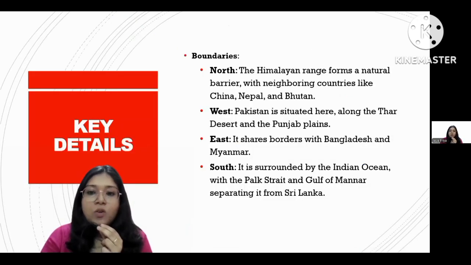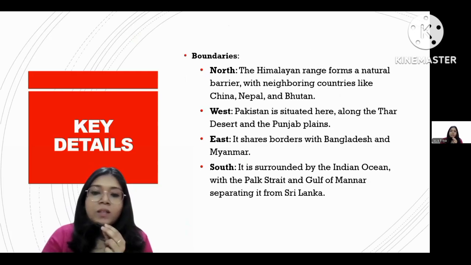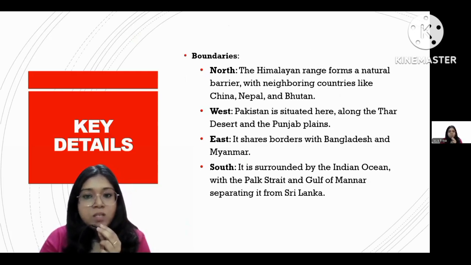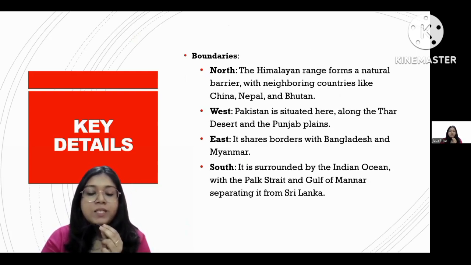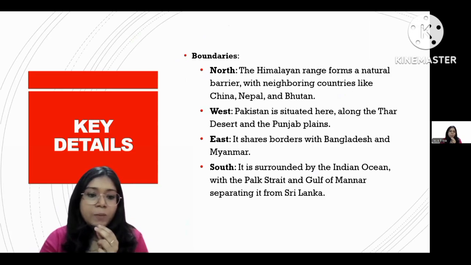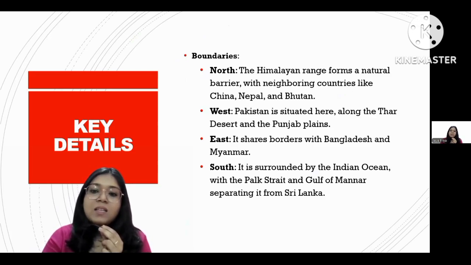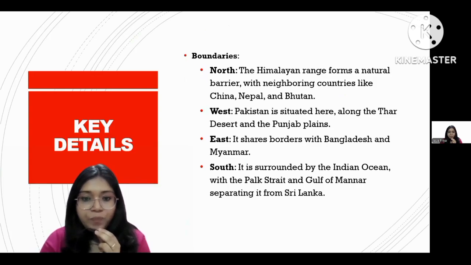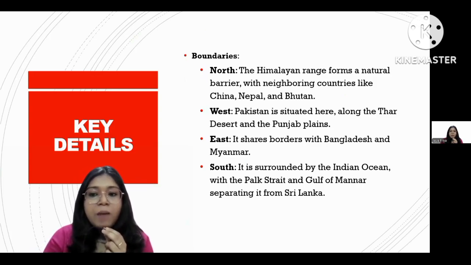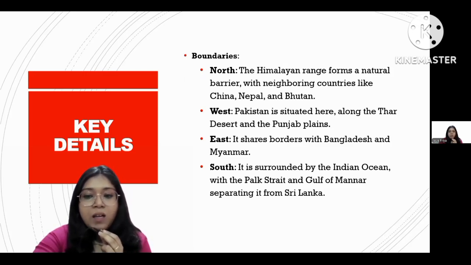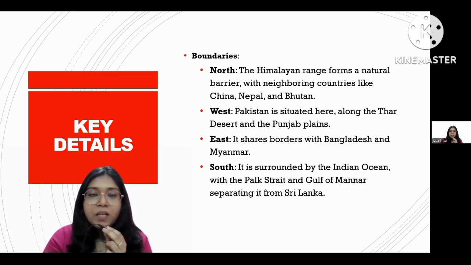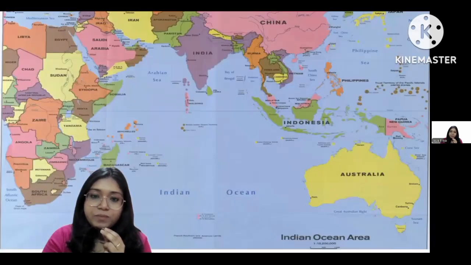The next is boundaries. So in the north, the Himalayan ranges form a natural barrier with neighboring countries like China, Nepal and Bhutan. In the west, Pakistan is situated along the Thar Desert and the Punjab Plains. In the eastern part, we have Bangladesh and Myanmar. And in the southern part, we have the Indian Ocean with Palk Strait and Gulf of Mannar separating it from Sri Lanka.